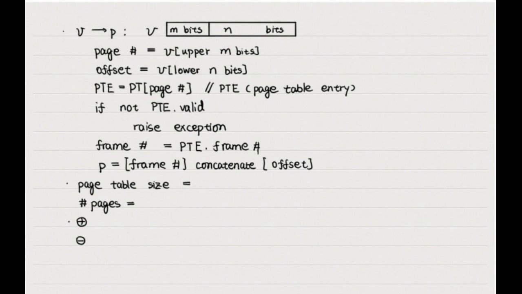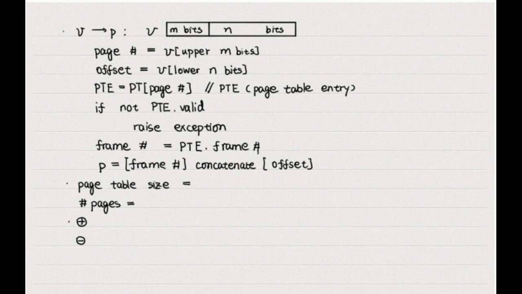Now, let's look at how address translation is performed. The virtual address is divided into two parts. The upper n bits is for page number, and the lower n bits is for offset. The page table lookup is the same as the normal map lookup.